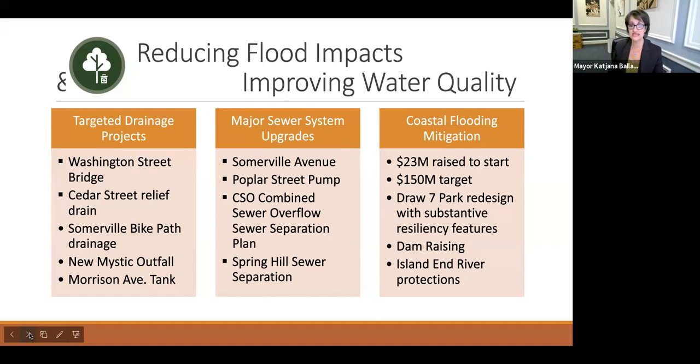We're also undertaking major multi-million-dollar sewer system upgrades. This includes Somerville Ave drainage improvement project, the Poplar Street pump project that will serve roughly 2/3 of the city, and citywide sewer separation, which both improves water quality and reduces flooding.